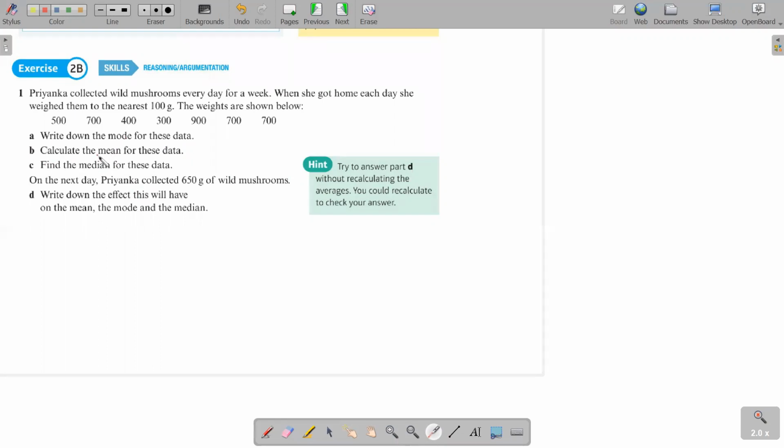So when you get ungrouped data like this, what's the first thing that you need to do before you go for the mode, especially before you do the median? You must arrange the data in ascending order. Otherwise you cannot see the median. So first thing is to arrange data in ascending order. Let's do that.